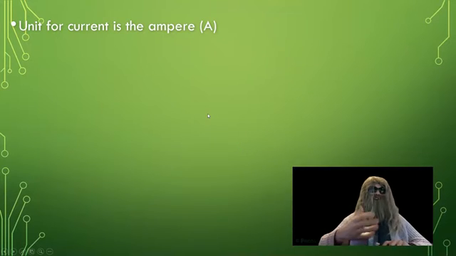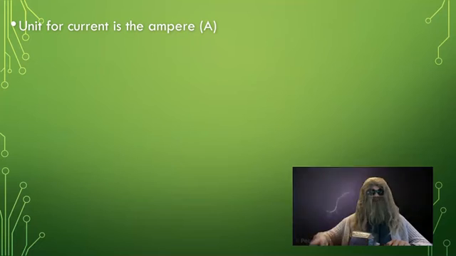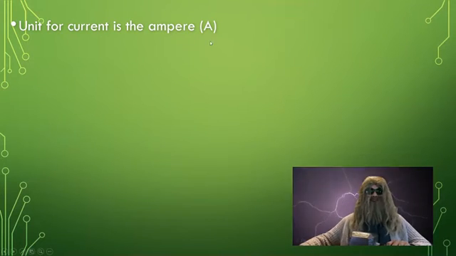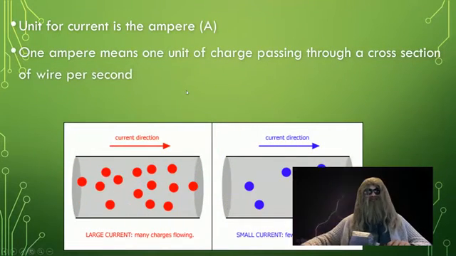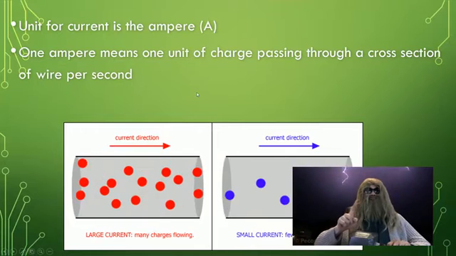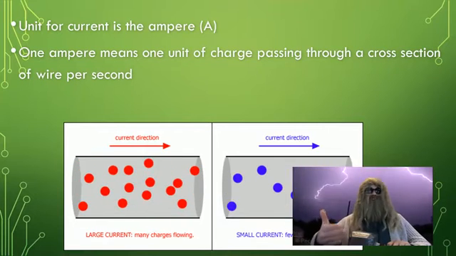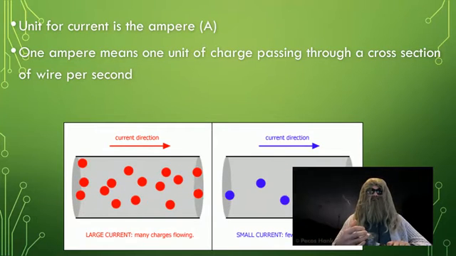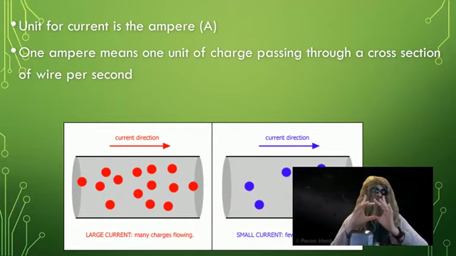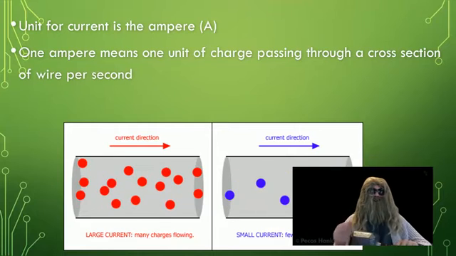But anyway, current has a unit, and it is called the ampere, represented with a big A. So the current is measured in amperes. Now what it means is 1 ampere is 1 unit of charge. It's a large amount of charged particles that move through a section of wire per second.